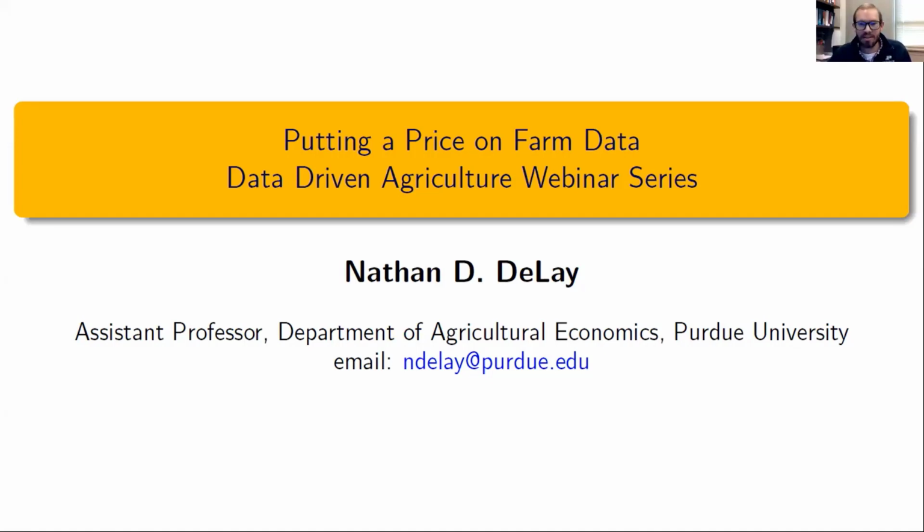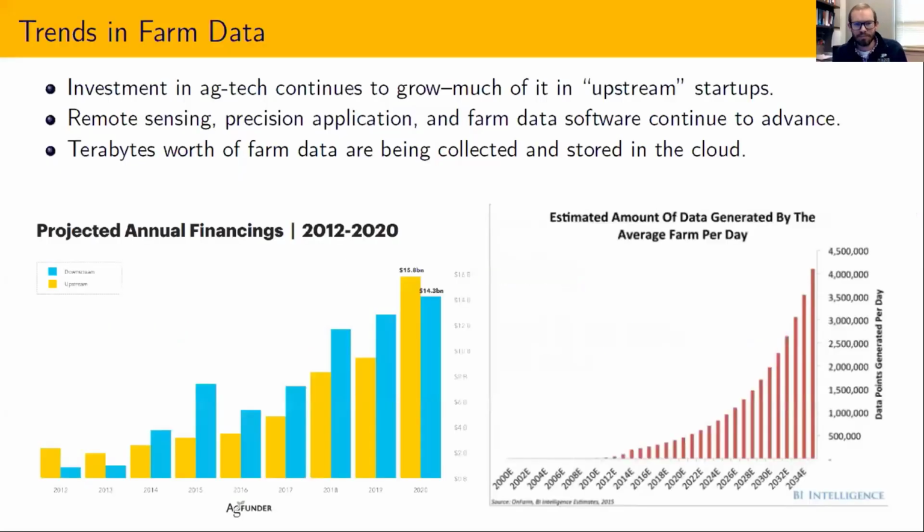So just to put this in context, we all know investment in ag tech continues to grow, and much of that investment is occurring in what are called upstream startups. So these are firms that are operating close to the farm gate in terms of farm management software, robotics, equipment, things that enhance the productivity of farmland.